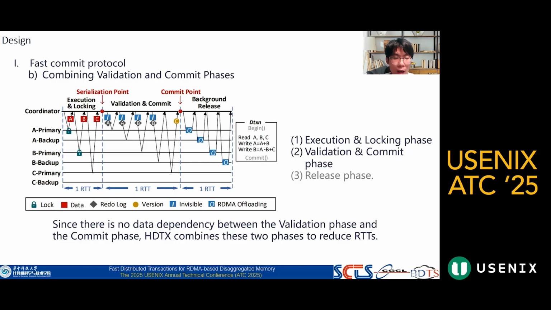However, when there are high read-write conflicts, HDTX may roll back the commit phase due to unsuccessful validation. Fortunately, since redo logs can be overwritten directly, the rollback of the commit phase incurs rather low overhead. So, this design can significantly accelerate transaction processing, particularly for workloads with low read-write contentions.